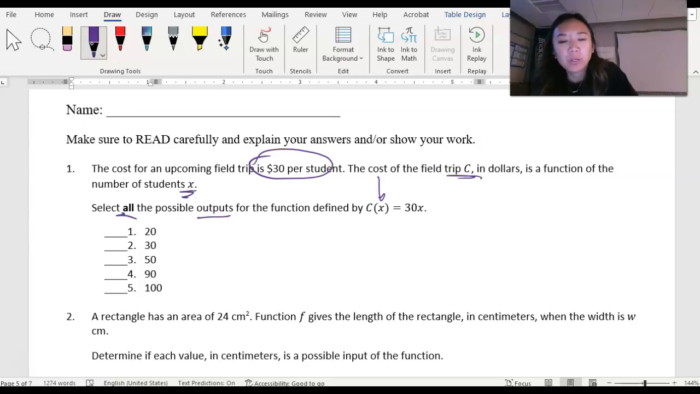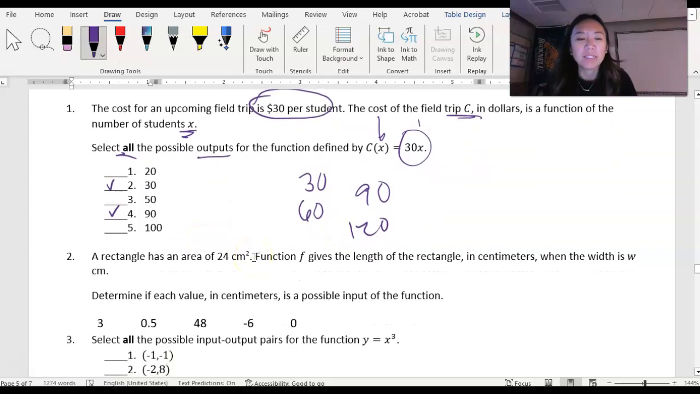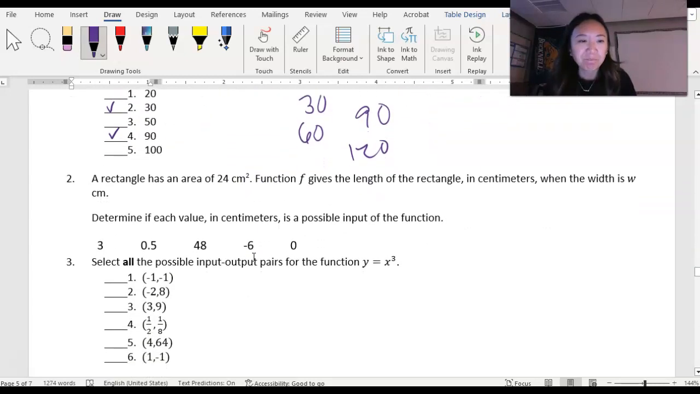So if we were to put anything in for x, it would be times 30. So any outputs have to be multiples of 30. So as an example, if I were to put one student in there, it would be $30. If I put two students, it's 60, 90, 120, etc. And so 30 works, 90 works, and that's it. Those are the only ones that would allow for us to have a whole number person that we would be buying a ticket for the field trip to.